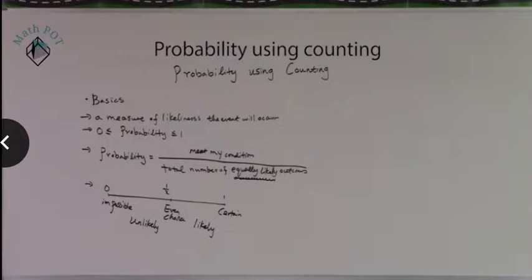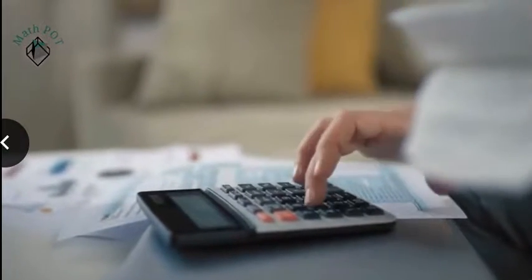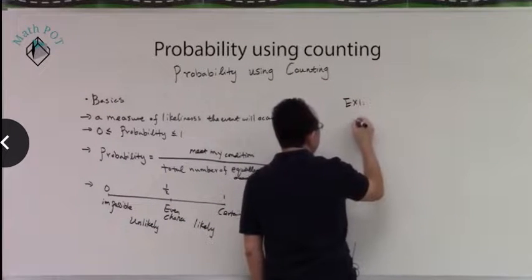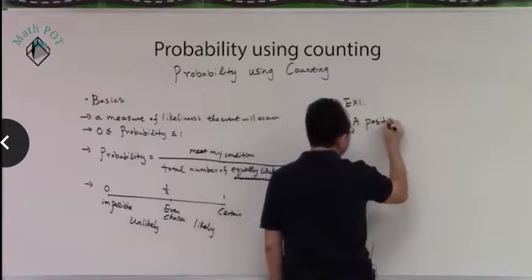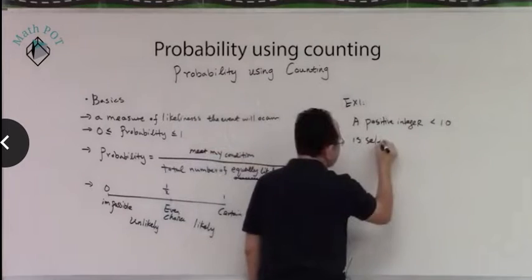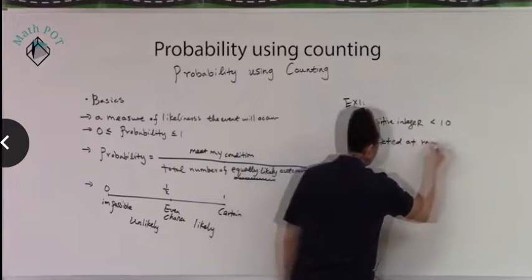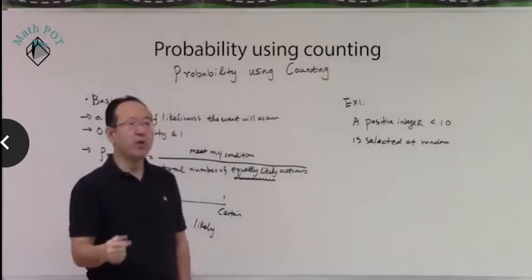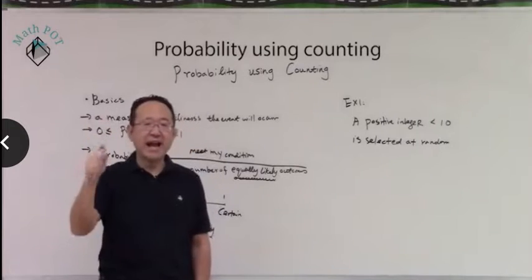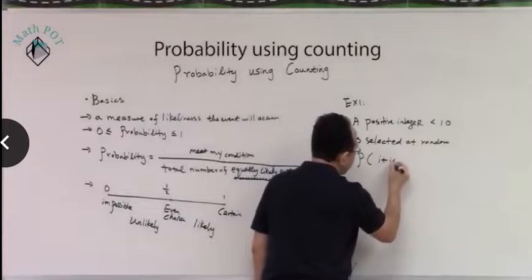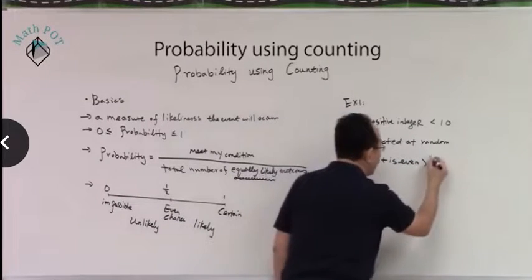I will quickly give you two very basic examples to help you understand how to calculate the probability for some simple problems. First, a positive integer less than 10, not including 10, is selected at random. It could be 1, 2, 3, all the way to 9. Any number is possible. The problem is to figure out the probability that it is an even number. Let's see how to solve this problem.